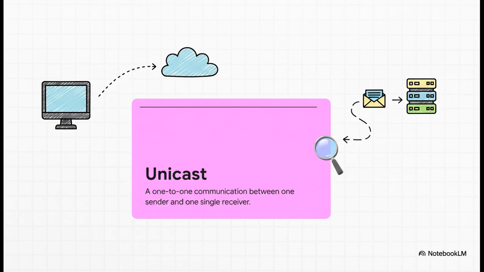Every single time you load a web page, your computer is having a private one-to-one conversation with that web server. The network's only job is to find the single, best, most efficient path for that conversation, just like a mail carrier finding the quickest route to deliver one specific letter.